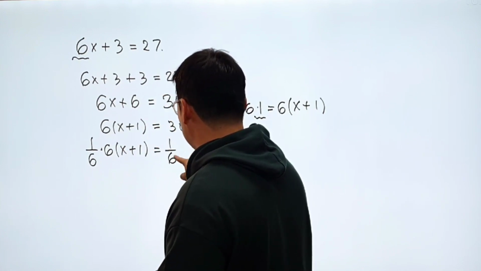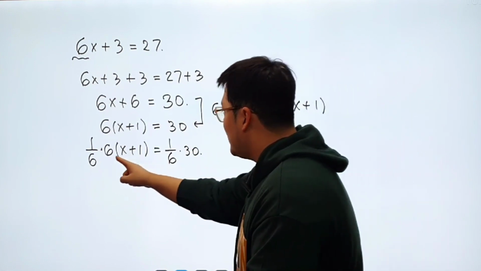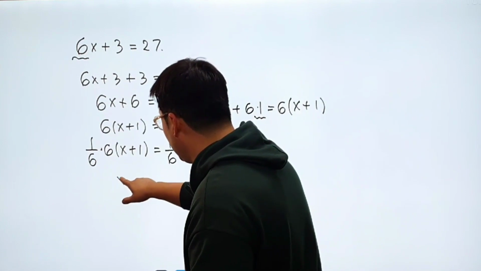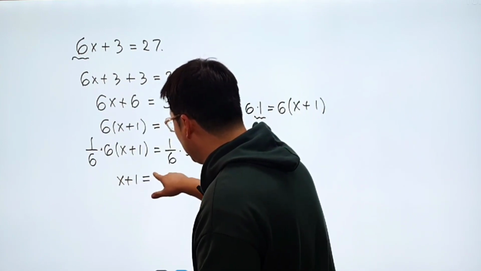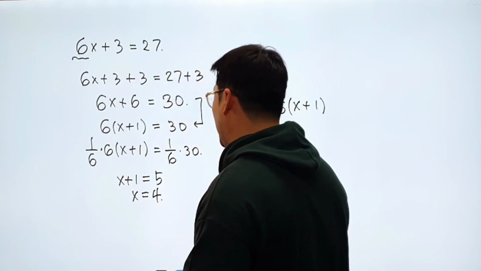All right, so let's just try to write it down accordingly. So we got 30 like this. So if you cancel out those 6 times 1 over 6, well, it becomes positive 1, and we end up getting x plus 1 equals 5. And x is supposed to be just positive 4.